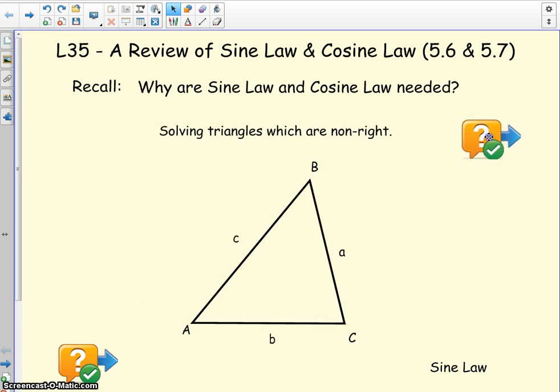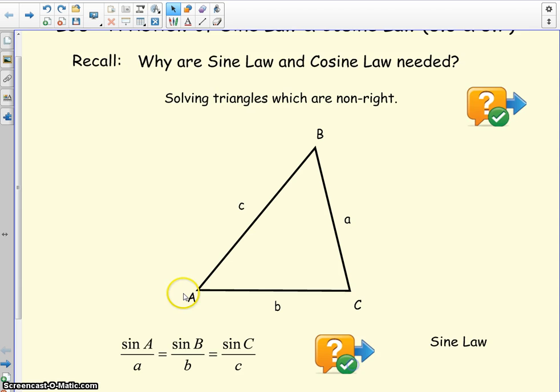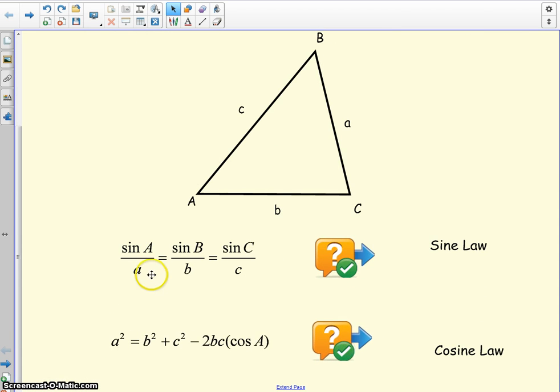Well, it's to solve triangles that are not right. So when we had right triangles, we could use SOHCAHTOA or the Pythagorean theorem. None of those work, however, with non-right triangles. You have to use either sine law, which you might remember is this equation right here, or cosine law, which is this equation right here.